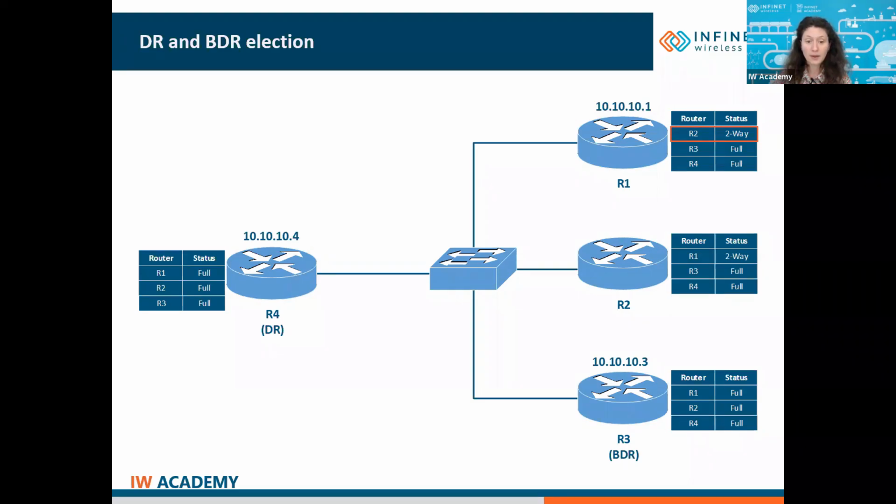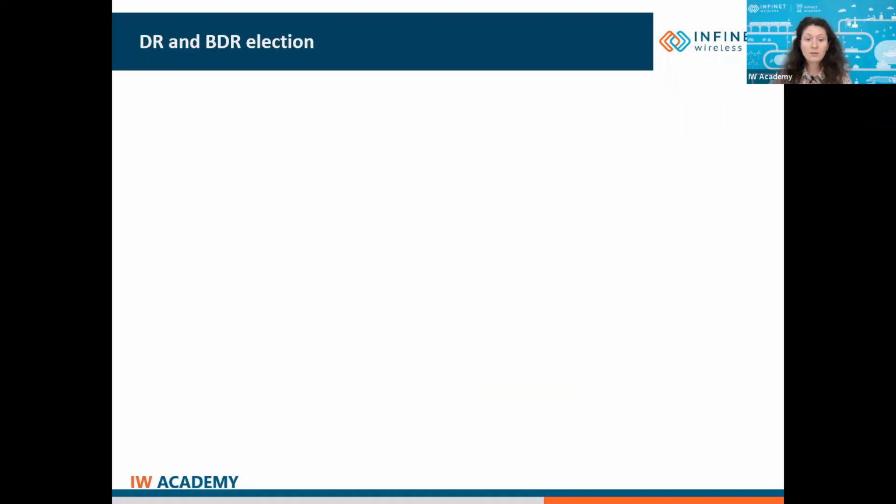Next, we can see that R1 established full neighboring relations with the DR, or R4, and with the BDR, or R3. Non-DR and non-BDR routers like R1 will only exchange routing updates with the DR and BDR instead of sending the link state updates to all the other routers in the multiple access network segment. This reduces the load of the network and it is very useful. The DR and BDR election is based on the following rules.